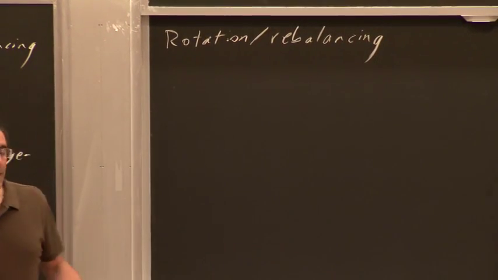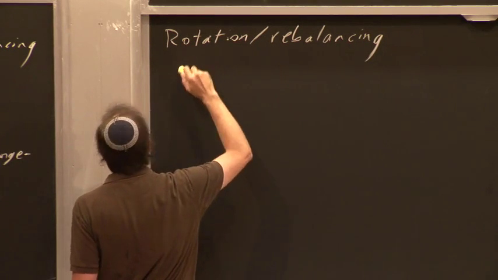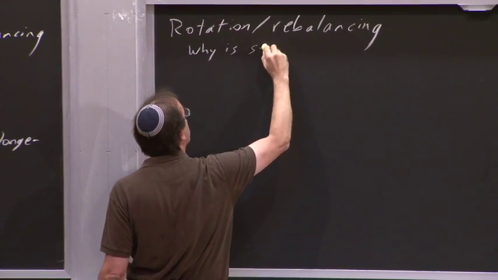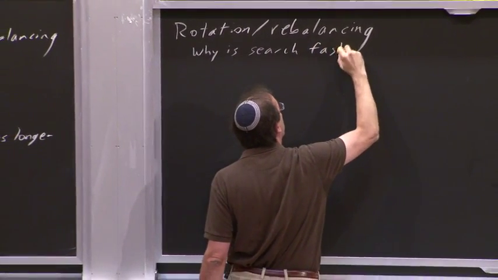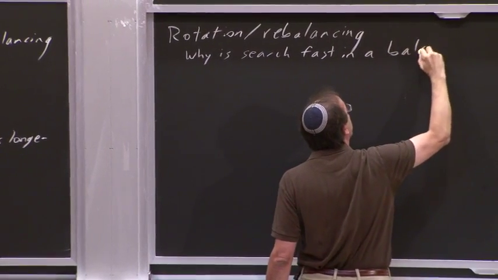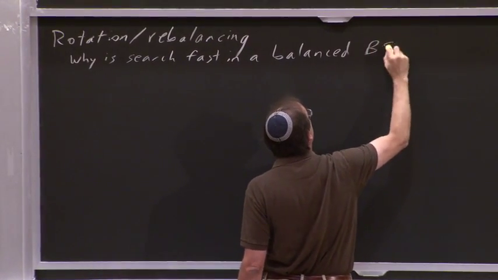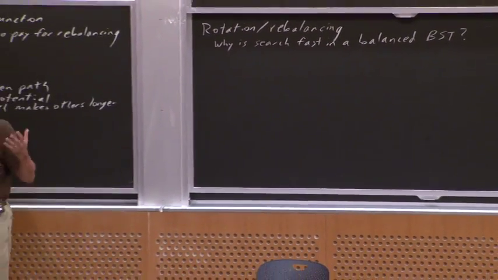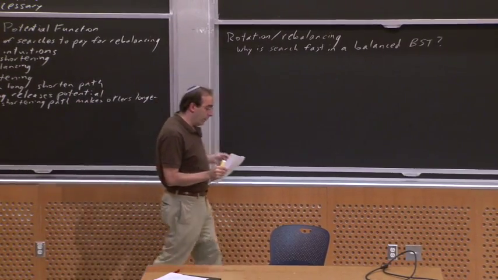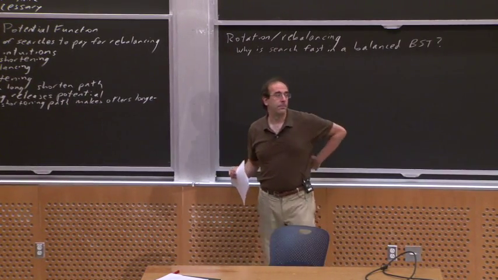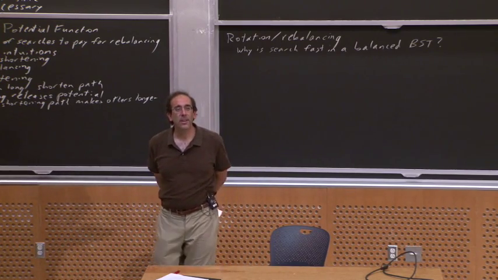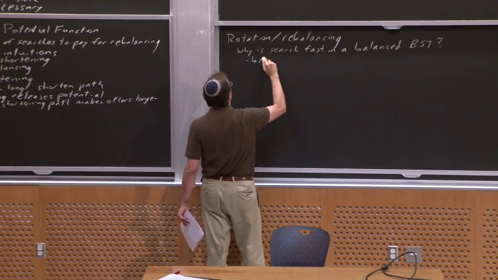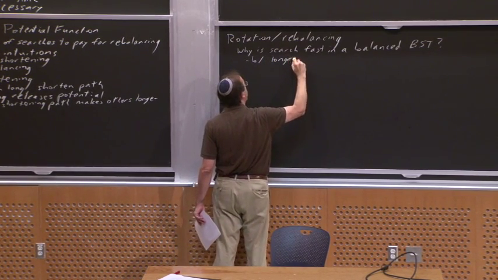Let me get at this by asking a kind of odd question. Why is search fast in a balanced binary search tree? We have this sort of ingrained now that if you have a balanced binary search tree, search is fast. Why is that? Yes? Because the height is limited by log n. Okay, so your answer is because the longest path is short.